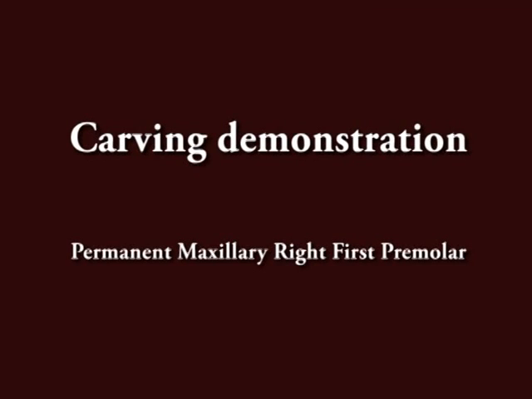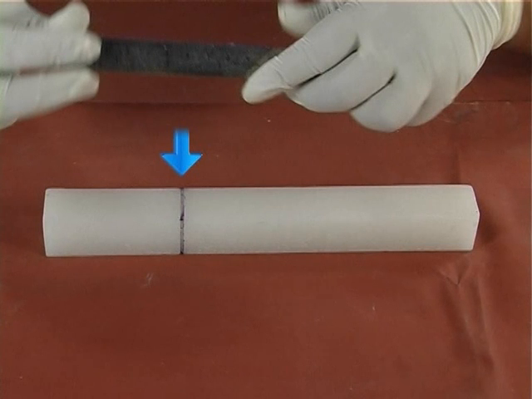Carving demonstration. Permanent maxillary right first premolar. For carving the tooth at 3 times the natural size, a 9-inch wax block is used.